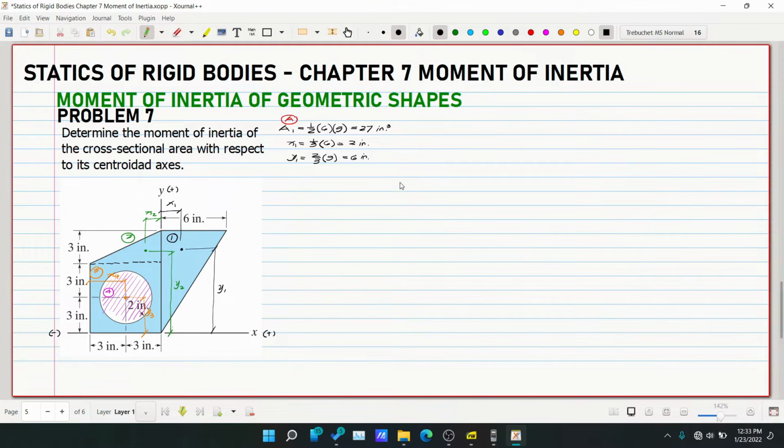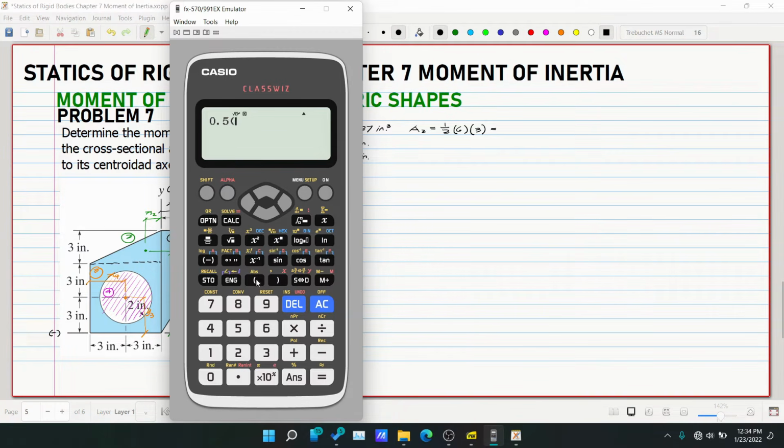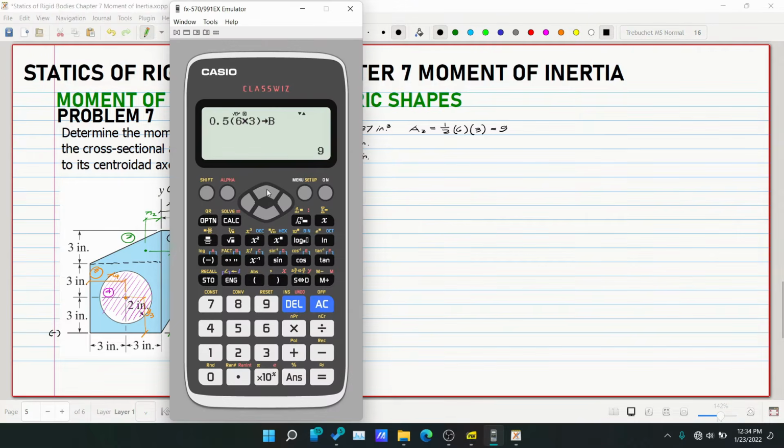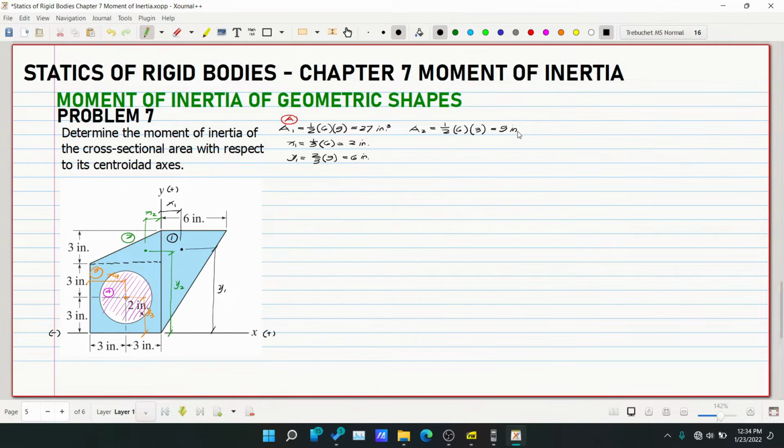Okay, so 6 inches. Okay, next, area 2 is also a triangle. So, 1/2 of its base. Ang base niya is 6. Ang height niya ay 3. So, ilan to? 0.5 of 6 by 3. So, 9. Gawin natin siyang alpha B. Ayan. Alpha A, 27, no? So, alpha B is 9 inch squared. Sorry, this is squared. Ayan.